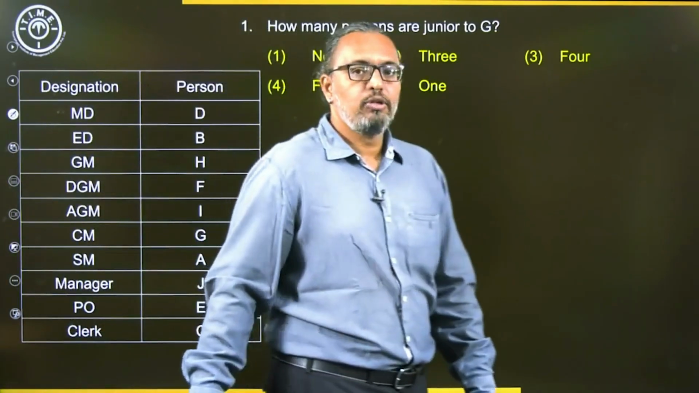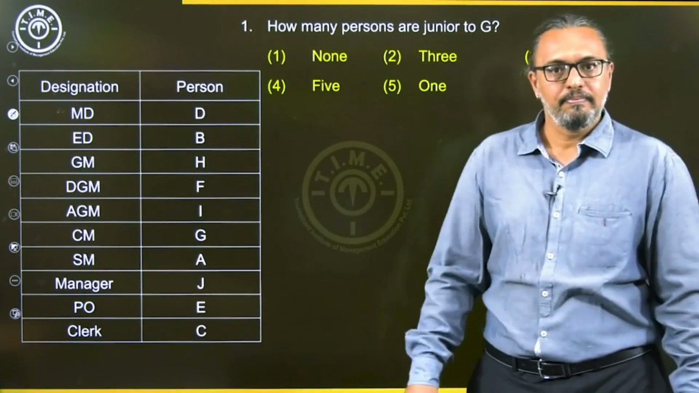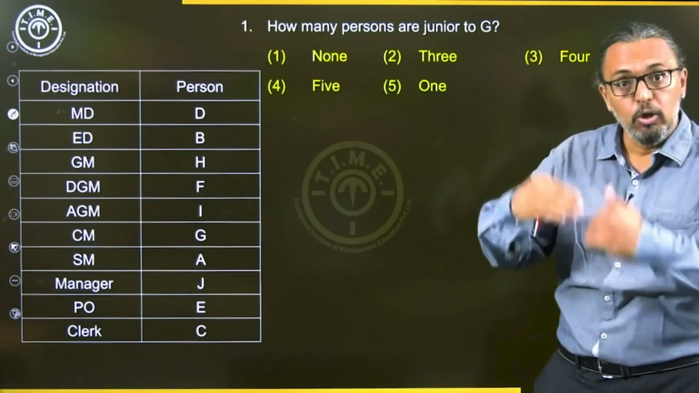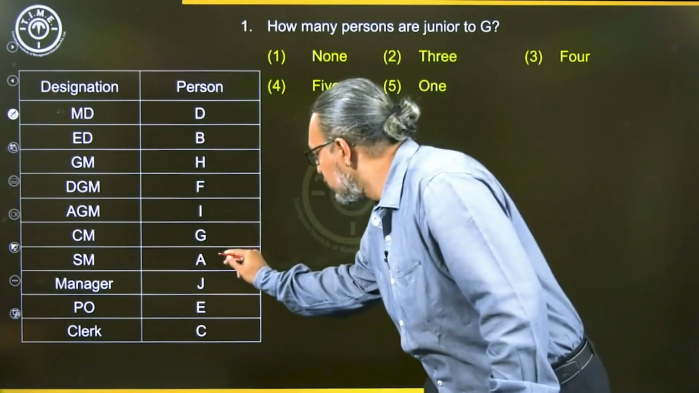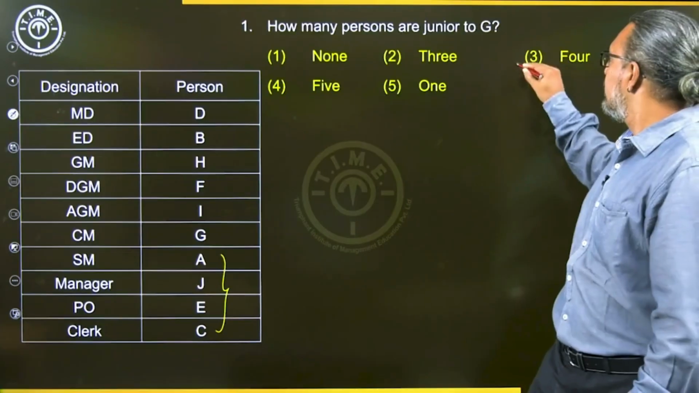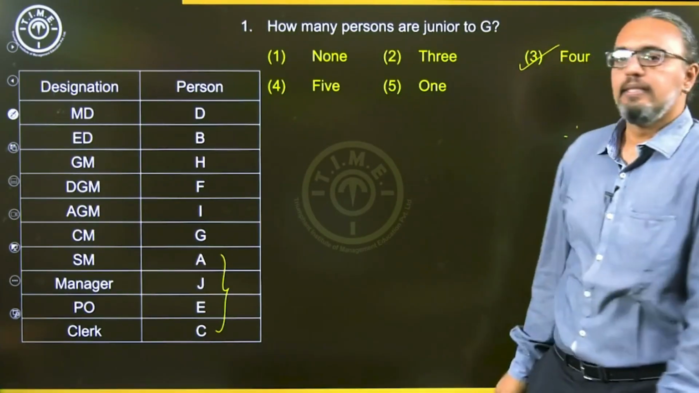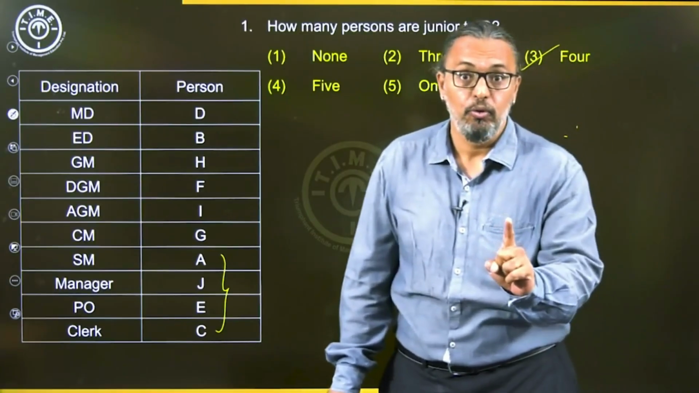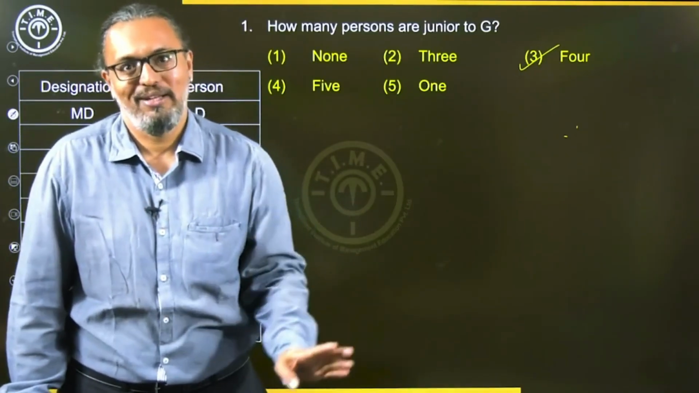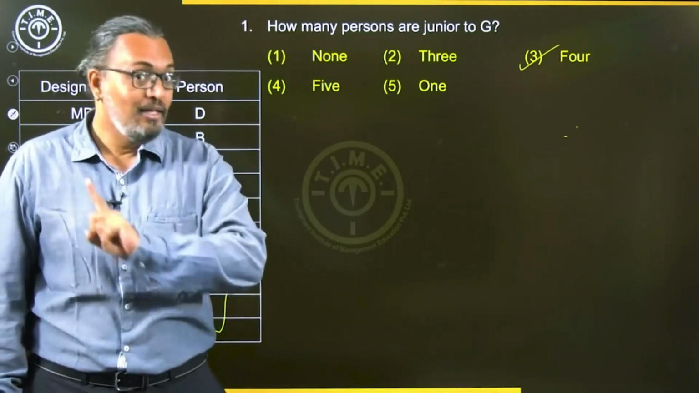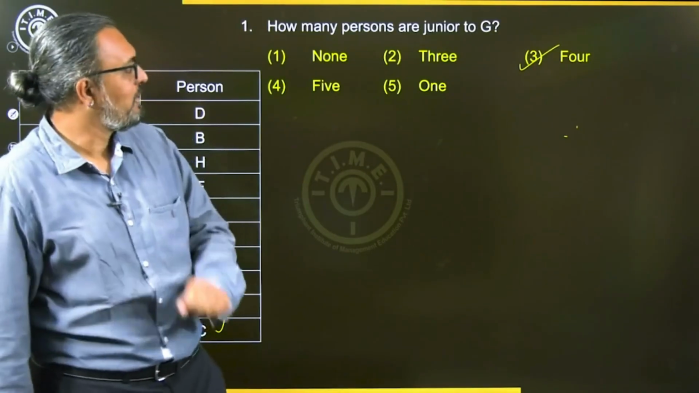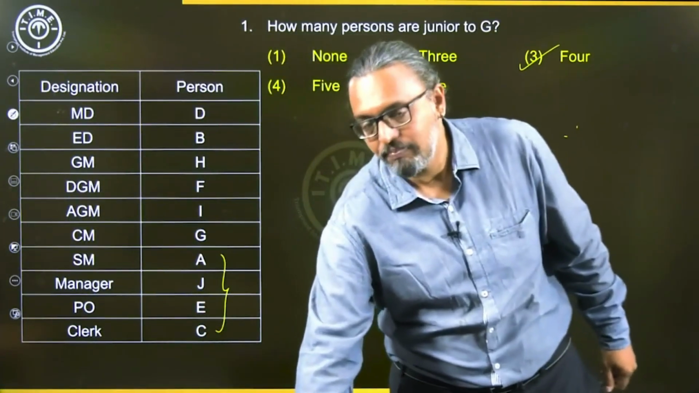Right. So, I have carried over the arrangement here. Now, look at the questions. How many persons are junior to G? Means below G, how many people are there? Check. Below G, how many people are there? 4 people. So, it is in the third option. Okay. See, the answer is 4, but the option is 3. So, just because the answer is 4, don't mark 4th option. You need to be quick, but you should not be in a hurry. There is a lot of difference between those two. Okay. Great. So, choice 3.